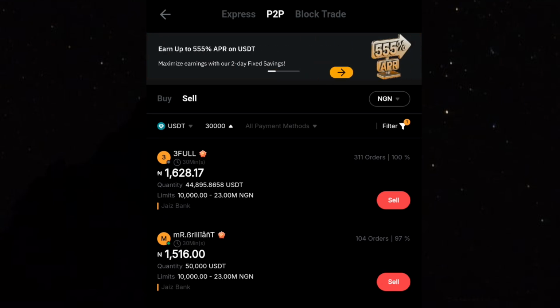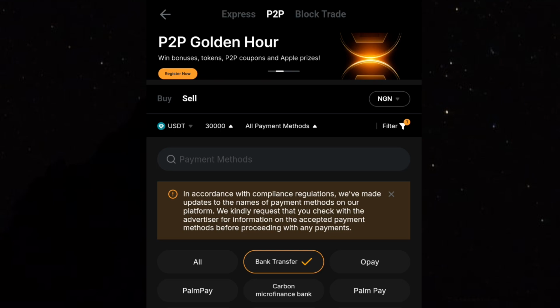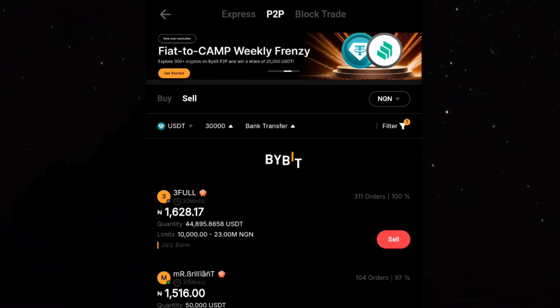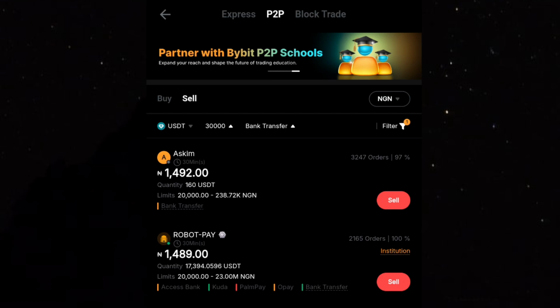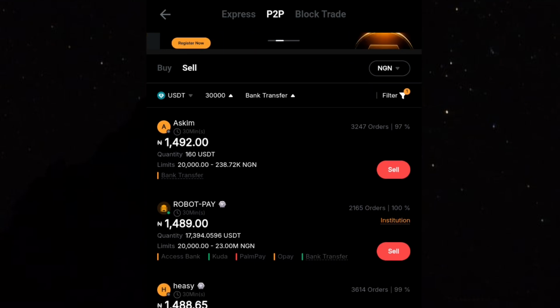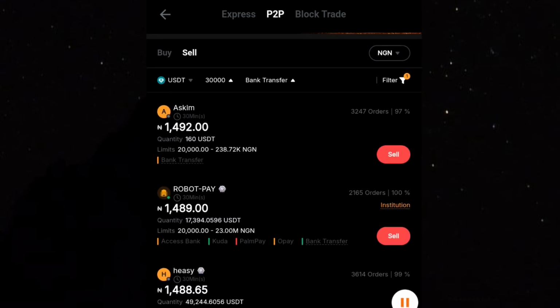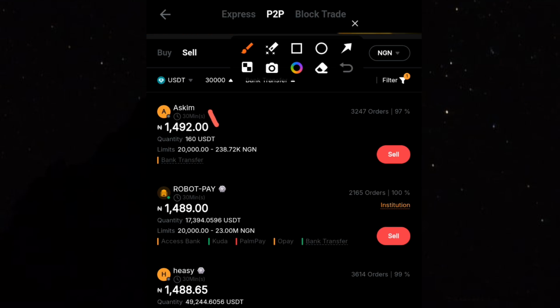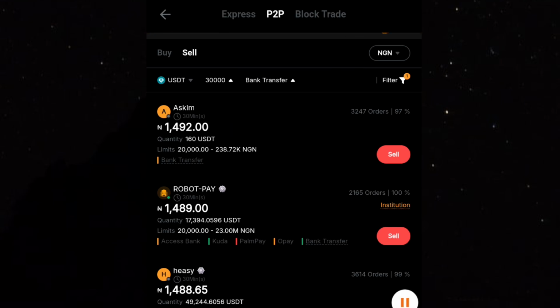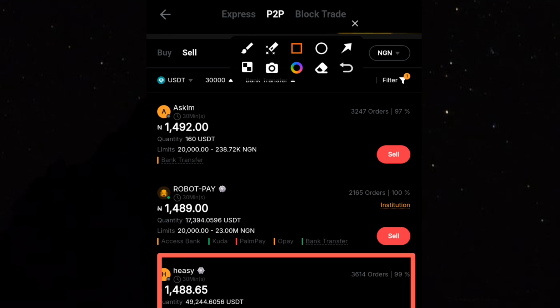Then come to this place where you find all payment method. All you have to do is click on bank transfer and click on confirm. Because you'll be using bank transfer, when people come to sell their USDT to you, you'll be paying them via bank transfer. On this area, you can see even people who are not verified are also trading. You can see this guy is not verified and he's also trading. So this is the rate at which you'll be buying USDT, the rate of 1488. This is your buying price.